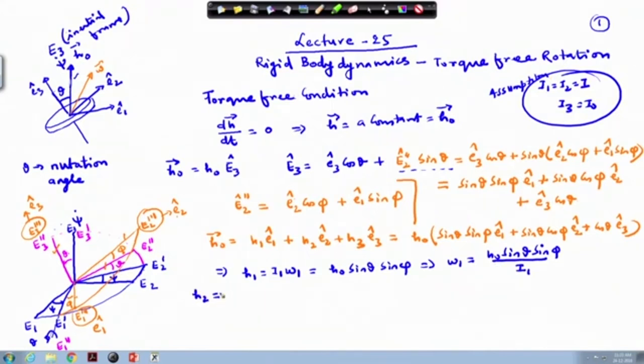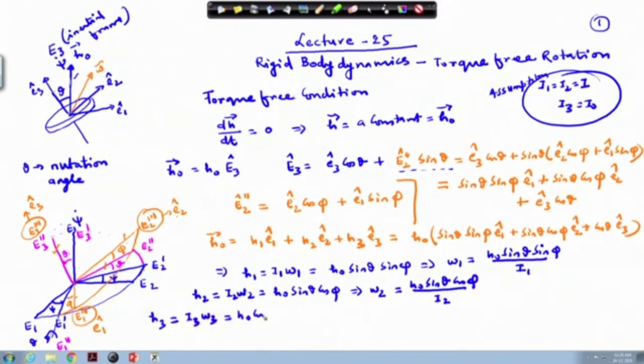Similarly, H2 equal to I2 times omega 2, it can be written from this place as H0 sin theta times cos phi, and this implies omega 2 equal to H0 sin theta cos phi divided by I2. And H3 in the same way is I3 times omega 3, H0 cos theta, and this implies omega 3 equal to H0 cos theta divided by I3. So, these are the equations we are having, 2 and 3.